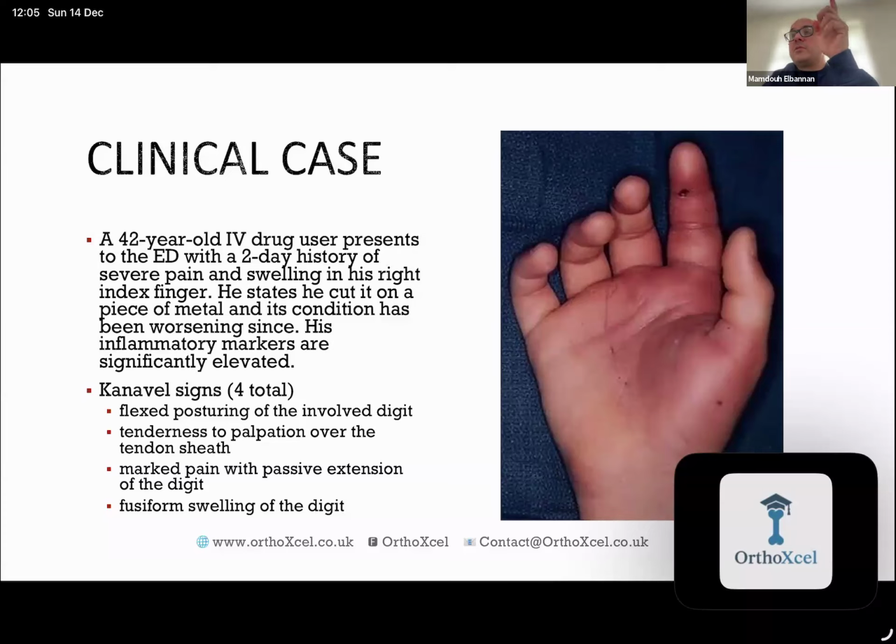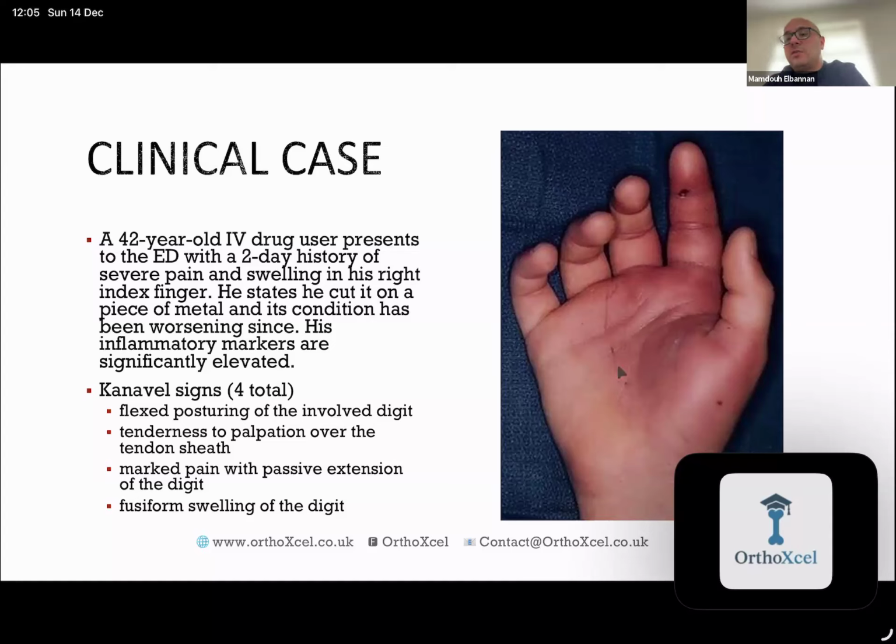I will inform my consultant because this is counted as an emergency. The patient may need to go to surgery overnight. I'm aware of the technique of this, how to do the washouts. There are 2 ways of doing the washouts.